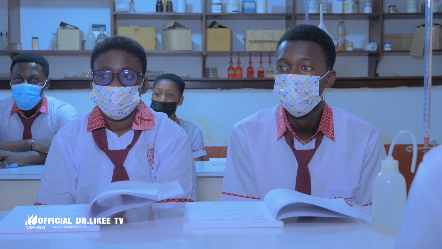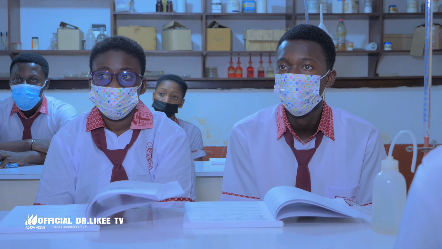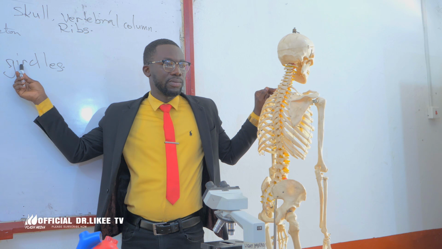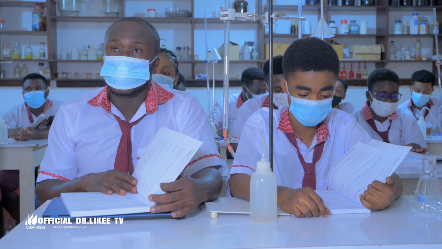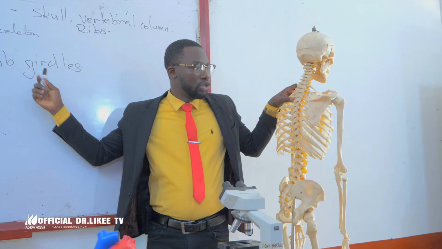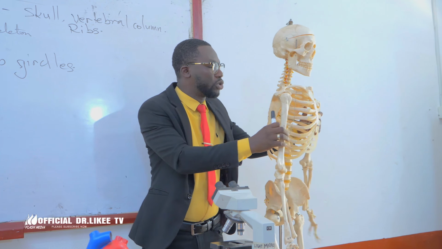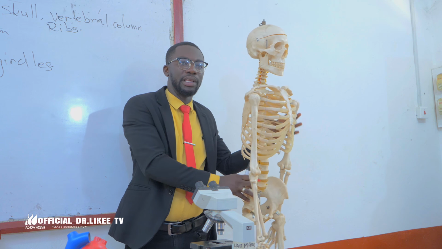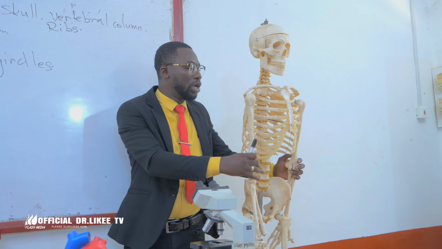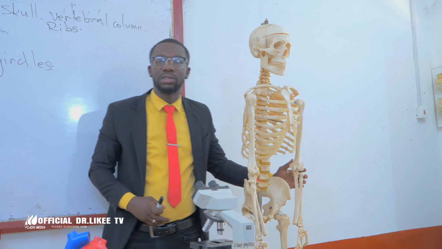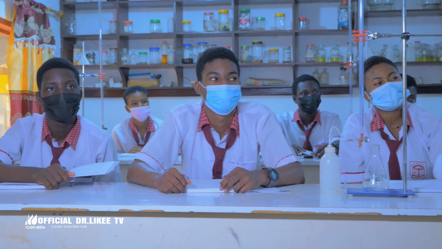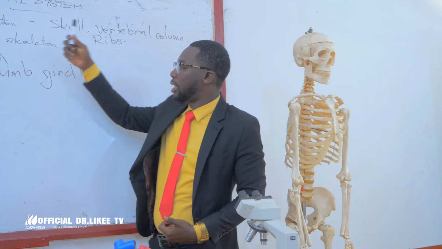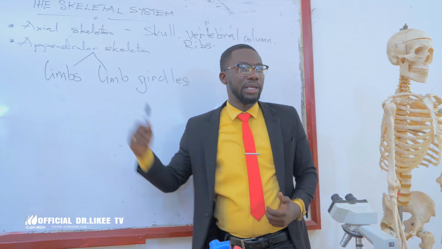The parts whereby the limbs are connected are known as the limb girdles. Are we okay? Yes. So we have the limbs here, and the parts whereby the limbs are attached are known as the limb girdles. This is all we are going to look at about the skeletal system: the skull, the vertebral column, the ribs, the limbs, and the limb girdles.